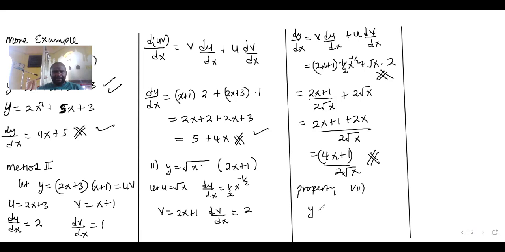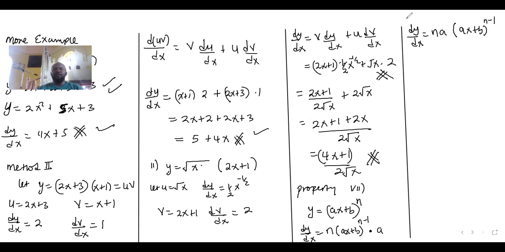When you're given y is equal to (ax plus b) power n, then dy/dx will be, first differentiate the power, you get n into (ax plus b) power n minus 1, then times the derivative inside the bracket. So that property states that dy/dx will be na(ax plus b) power n minus 1. And I'm going to show you examples that also concern this one, because I've seen some of these can be mixed with product rule.